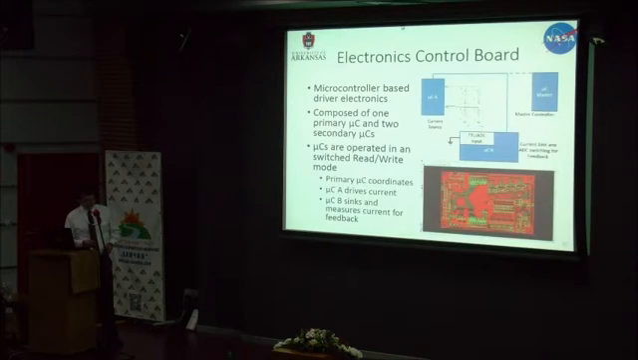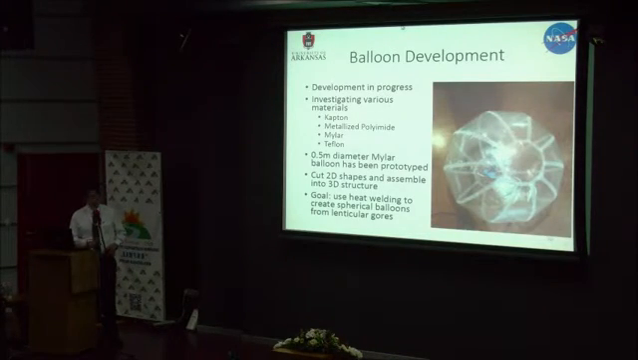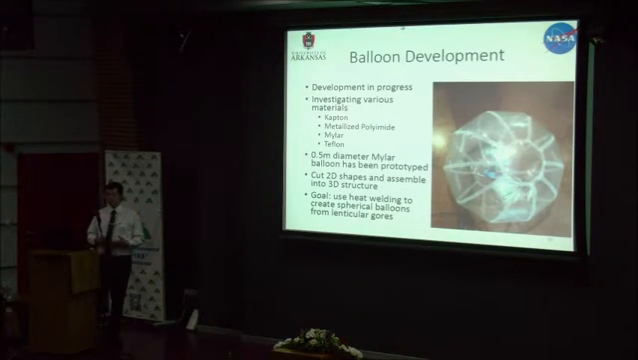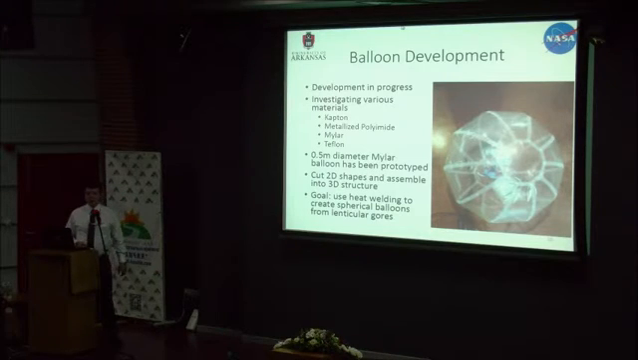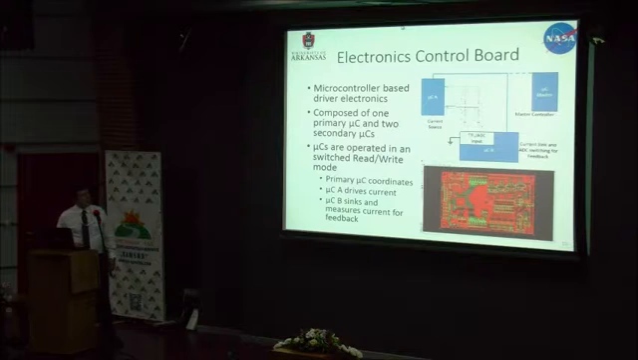But this is a prototype that's been fabricated. It's a half meter in diameter, and basically we cut 2-dimensional structures with a laser cutter and then tape them together. This is just a prototype. What we'll be doing for real test articles is we're going to heat weld the seams to give an airtight seal. Our electronics control board is kind of laid out here.